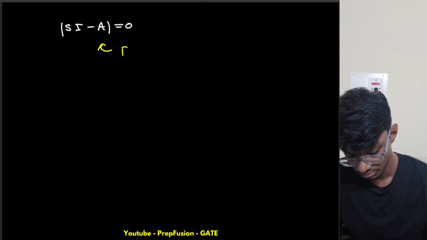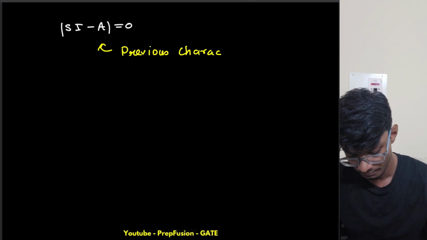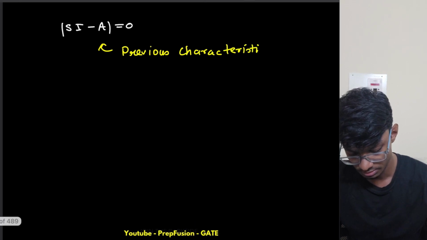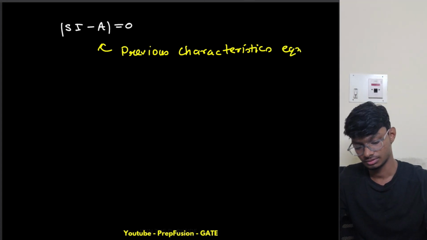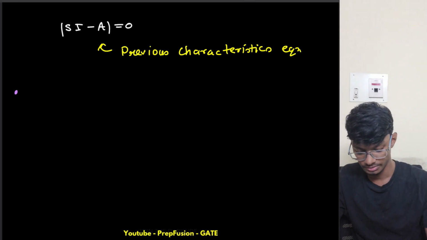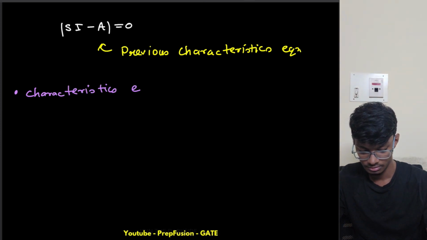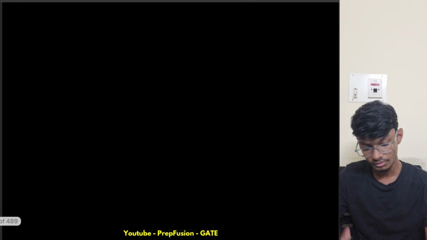This is my previous characteristic equation. So again, from intuition I told you, but here we can also understand the characteristic equation remains the same. Now what will happen to the eigenvalues?